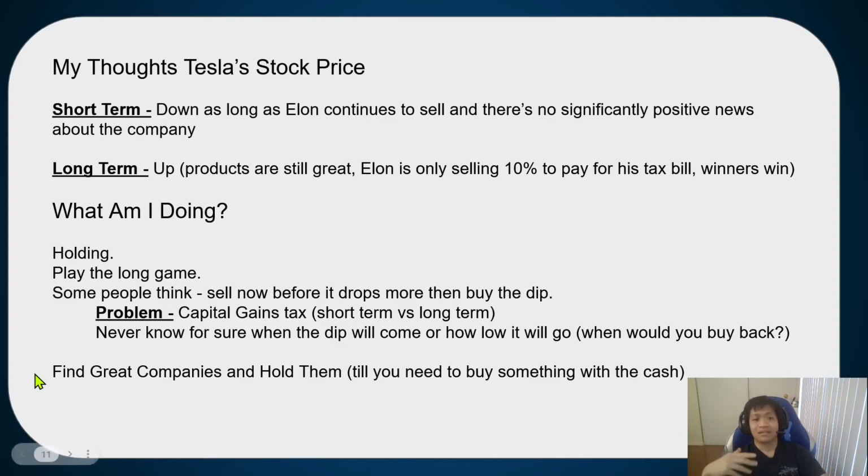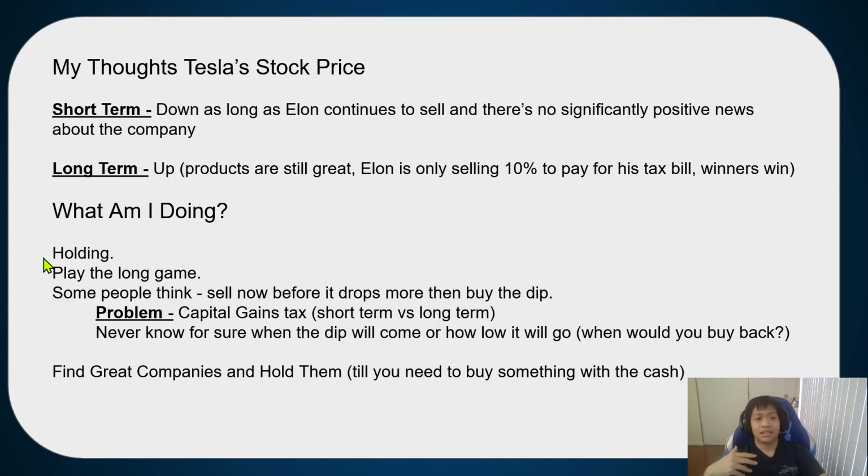So yeah, you also never know for sure when the dip will come. It could dip, but that's just a guess. You never know for sure. And even if it does start to dip, you don't know how low it will go. Like for me, I'm guessing it will dip, but I don't know what the lowest price it will reach is before it starts going up. So let's say it does start dipping and you sell, when would you buy back? I wouldn't know. So even though it is dipping, I'm just holding and playing the long game.